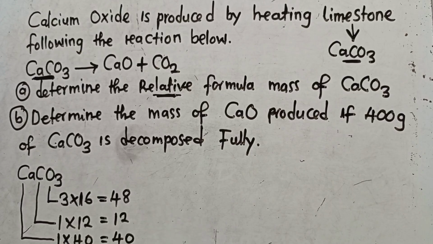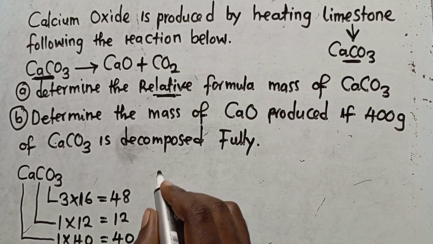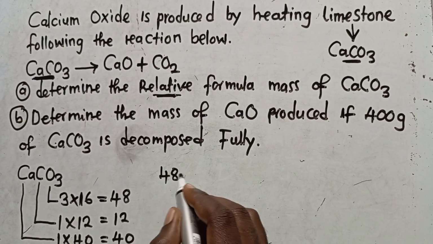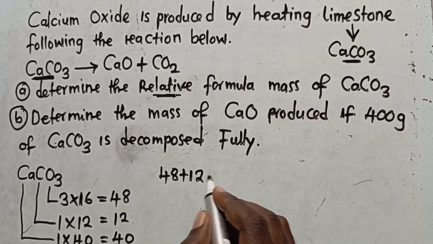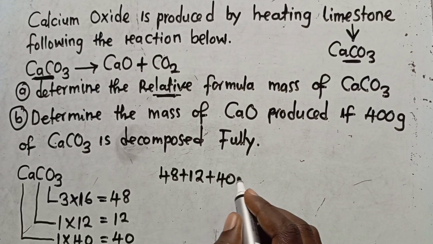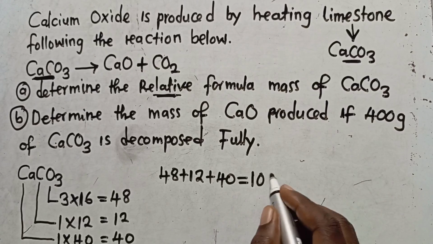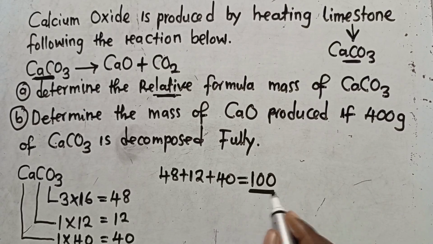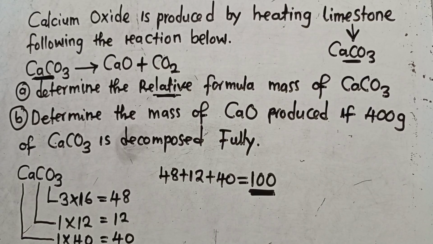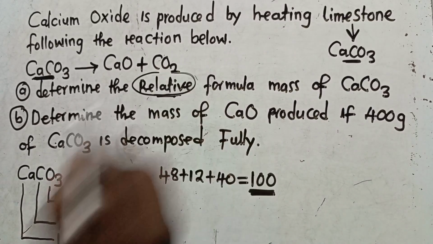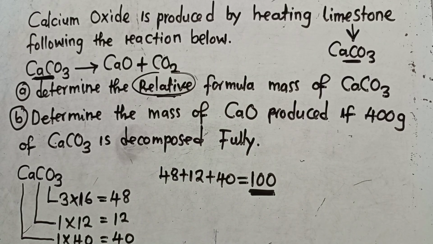If I add everything, so I'm saying 48 plus 12 plus 40, what answer are we getting? We are getting 100. So 100 is the answer. I'm not supposed to include the units. So units are not supposed to be included. I guess you know what I mean, because of this word relative. So we are not supposed to include units.